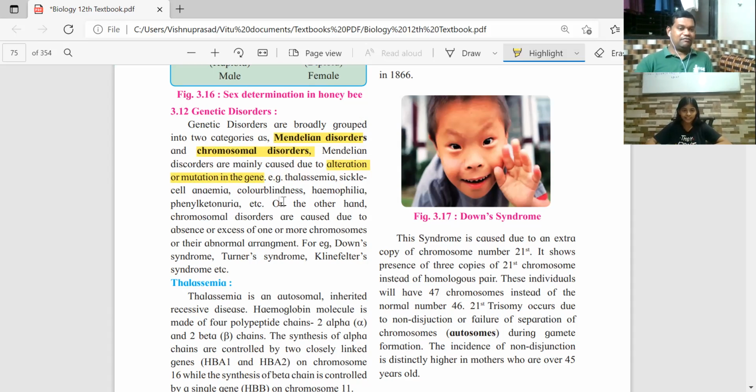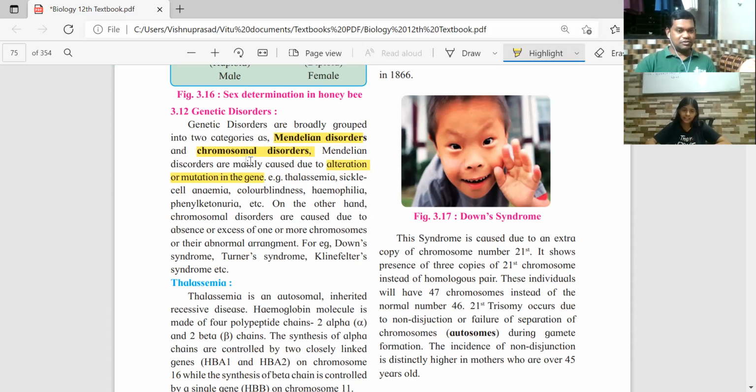Okay, got it. So we have already discussed color blindness, hemophilia, phenylketonuria. पहले किया था याद है? तो वो एक जीन में प्रॉब्लम की वजह से. Thalassemia we will see now. Sickle cell anemia we have discussed. ये सब examples हैं Mendelian disorder.